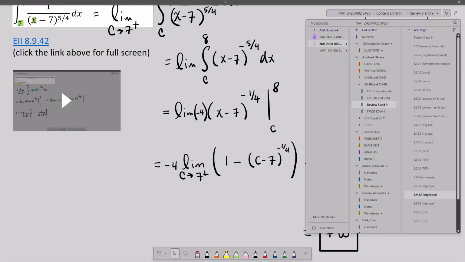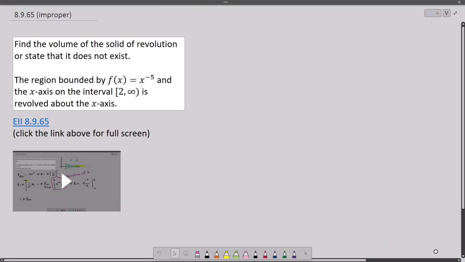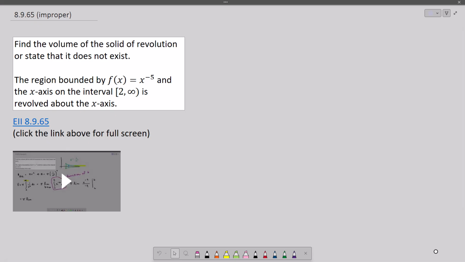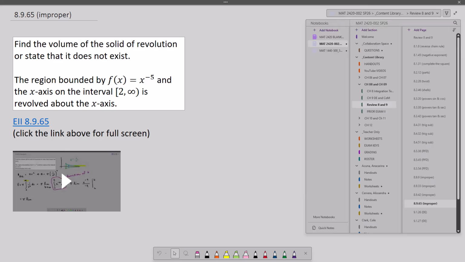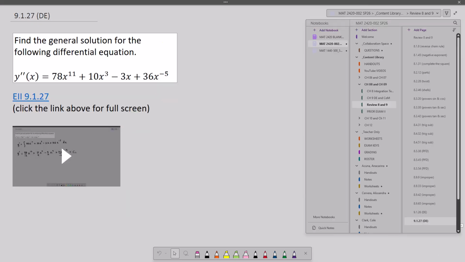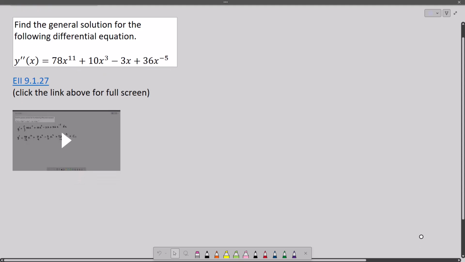All right, one more improper. Actually, let's pass on this one. You can watch the video on this. This one's a pretty straightforward volume one. We did one today even. So let's do at least one of these differential equation ones. Let's see. Let's do the second one. At least do one of these.